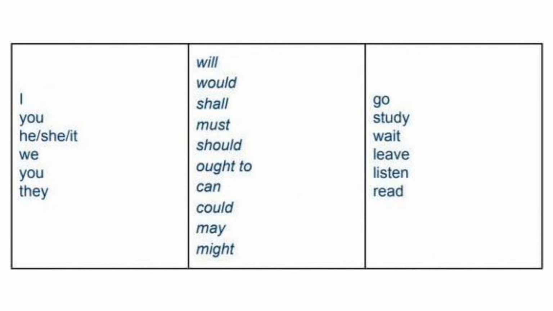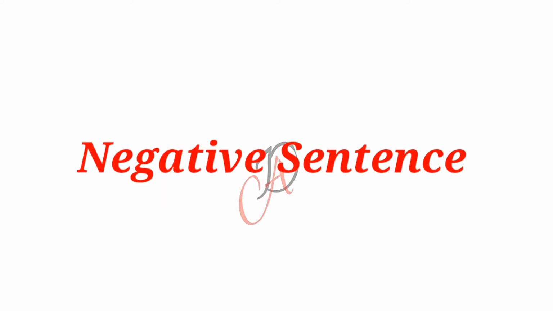And we can frame the affirmative sentences using the modal verbs given in the second column, like the first one, I will go, or I would go, or I shall go, or he, she, it will go, and so on. And all the sentences that are framed now are affirmative sentences and they do not need to add s to the third person singular. And the second type of sentence is the negative sentence.